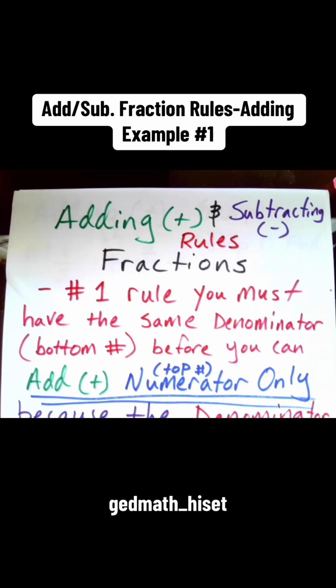So today we're going to talk about adding and subtracting rules for fractions. And you need to understand the rules for multiplying and dividing fractions are much more different. So here, the number one rule that you must follow when adding and subtracting is you have to have the same denominator. What's the denominator? That's just the bottom number of the fraction. So it has to be the same before you can add and subtract the numerator.